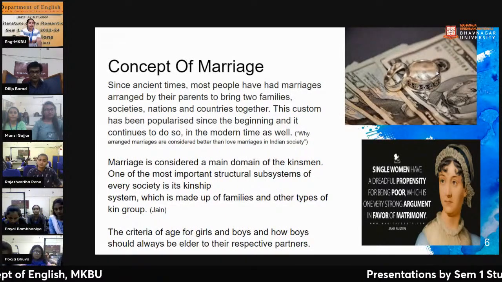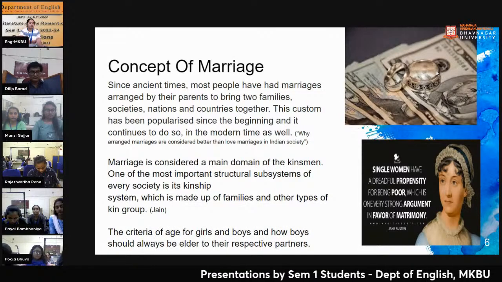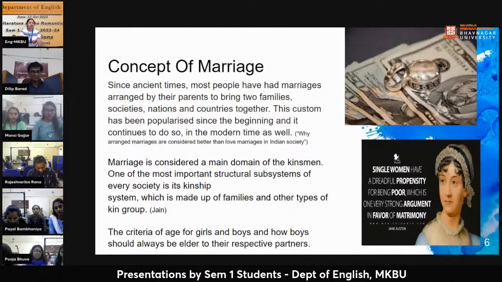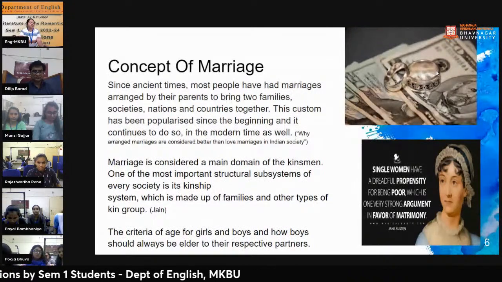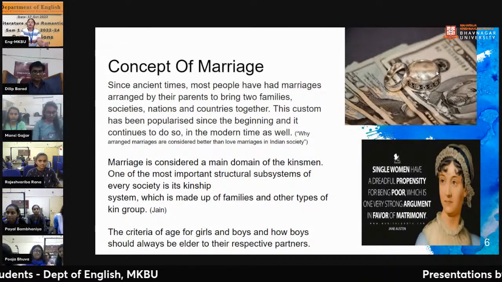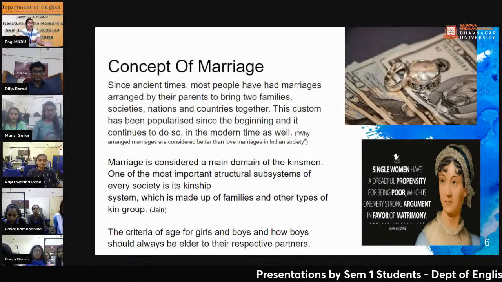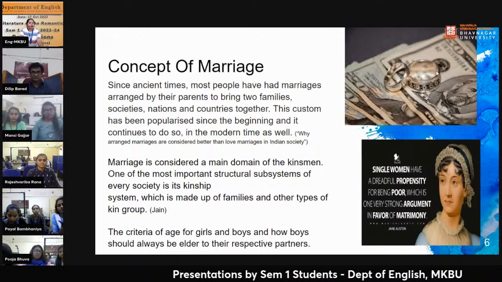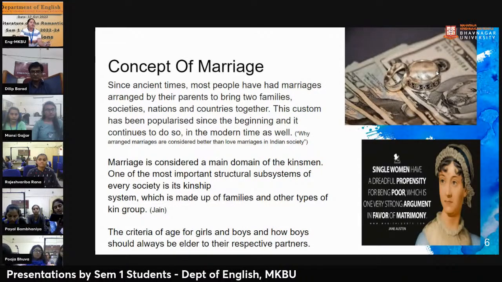Marriage is considered a main domain of the kinsmen. One of the most important structural subsystems of every society is its kinship system, which is made up of families and other types of kin groups. So, for you to be acceptable in society, it is very important to be married. There are also criteria of age for girls and boys, and how boys should always be elder to their respective partners.